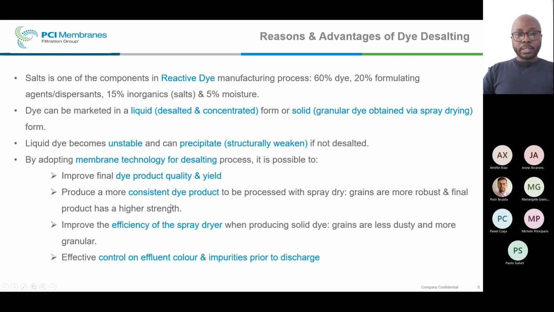So by implementing membrane technology to perform dye desalting, it is also possible to improve the efficiency of the spray dryer when producing a solid grain dye type. This means that the final grains are less dusty and more granular. And also, this helps by removing the salt from the dye solution. It also helps to prevent the incrustation of the spray drying nozzles, which of course could lead to process downtime if this were not removed.